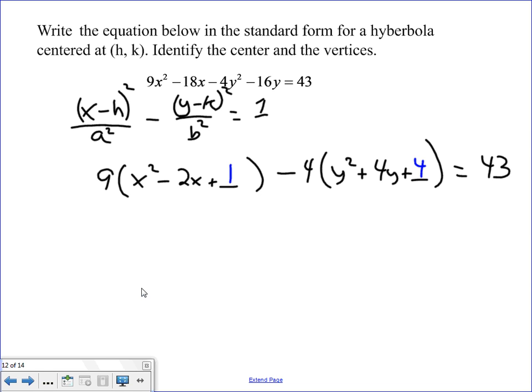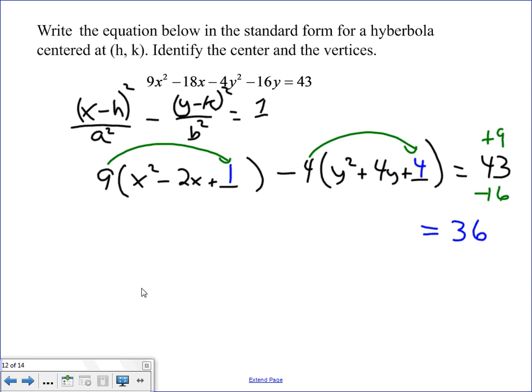So what do I need to do? On this one, what do I need to add? I added more than 1, right? I added the 9 plus the 1, so I add 9. And this one is the minus 4 times that, so I subtracted 16. So what did I really do here? I actually made it plus 9 minus 16. So on this side, it's going to equal 36 when I do all that.